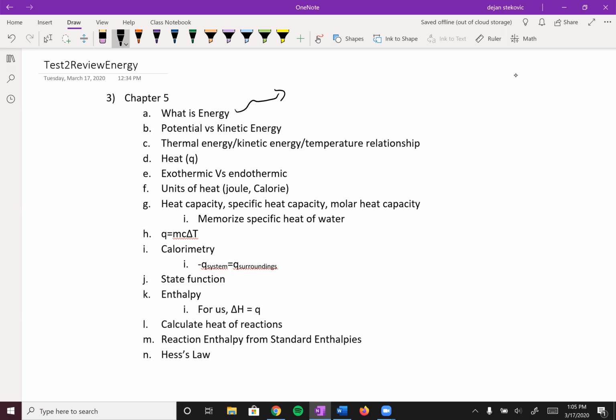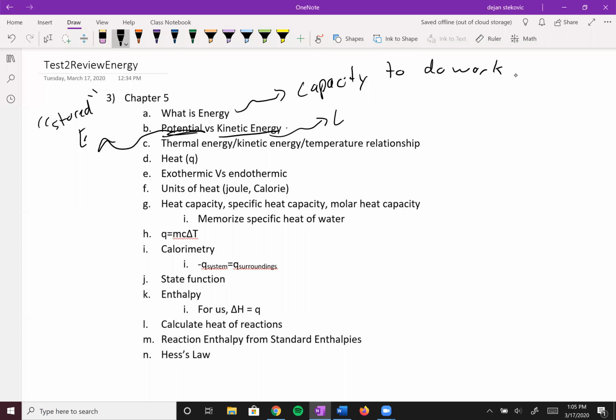So what is energy? Energy is defined as the capacity to do work, right? If you've got a lot of energy, you can do a lot of work. If you don't have a lot of energy, you can't do a lot of work. Potential versus kinetic energy. Potential energy would be defined as stored energy, and kinetic energy is energy due to motion.